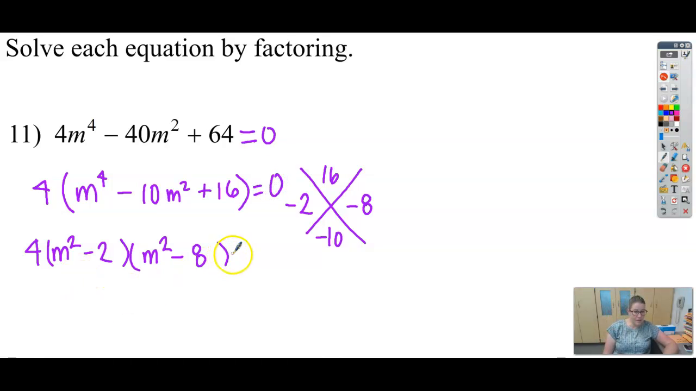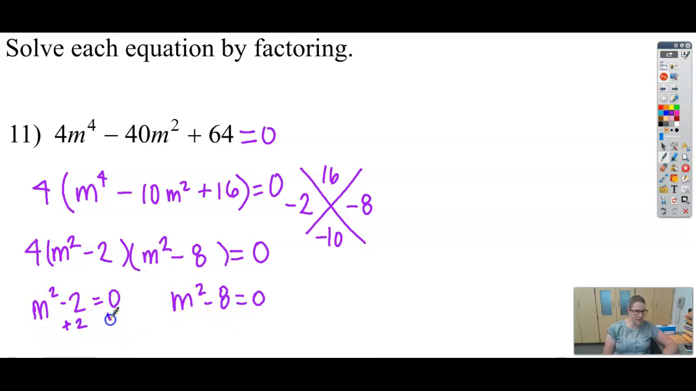And now we're going to solve for m. We're going to find the values of m that make each of these factors equal 0. So just set m squared minus 2 equal to 0, and m squared minus 8 equal to 0. Because the 4 doesn't have a variable with it, that one's not going to affect things. So just ignore the 4. If it were like a 4m, then I would want to set 4m equal to 0. But because there's no variable out there, I can ignore it. So now I'm going to solve each of these separately.